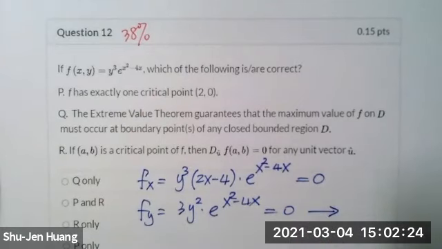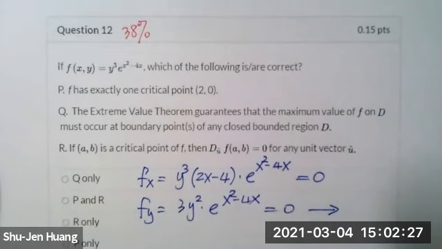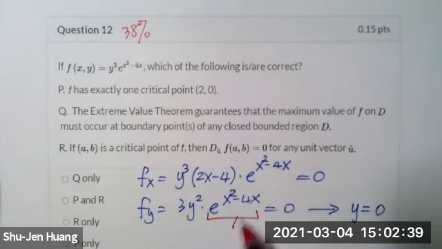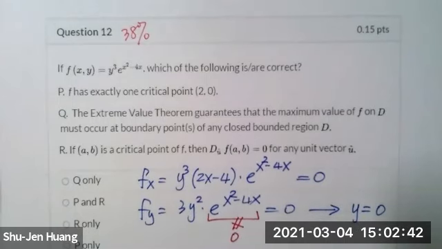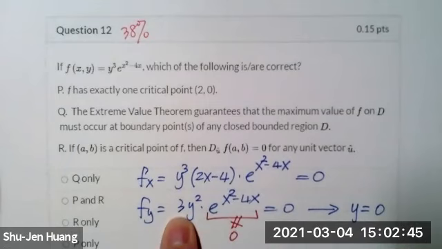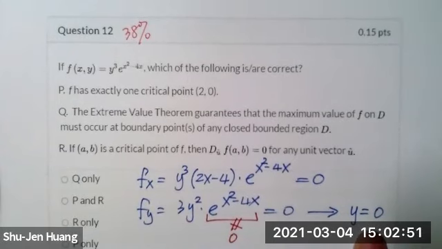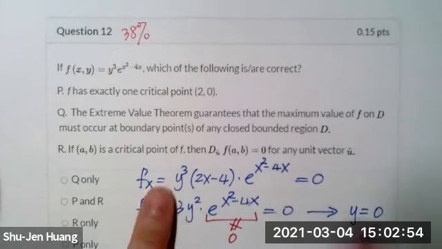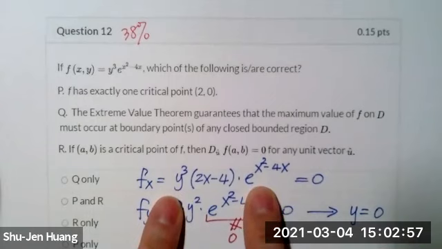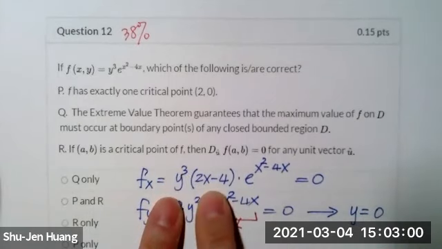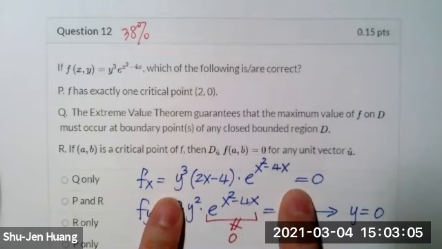From the second equation, what do we know? y has to be 0, right? Because we know the e function is always positive, never equal to 0. So the only thing that can be 0 is 3y squared. So that means y has to be 0. Is that good? So if y equals 0, the first equation automatically equals 0. Can you see that? When you plug in y equals 0, it doesn't matter what the x value is. The first equation always equals 0.